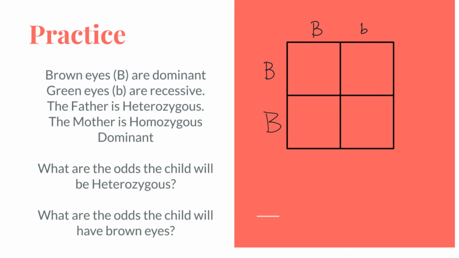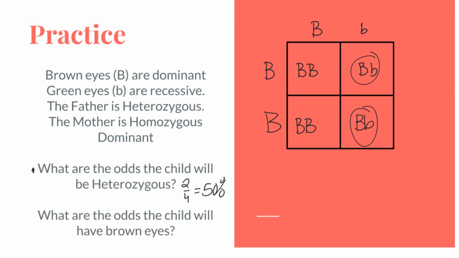So once we have these laid out, we fill in the chart. Dominant trait, dominant trait. Oops. Try that again. Dominant trait, recessive. Dominant, dominant, dominant, recessive. So there's our completed Punnett square. The first question is, what are the odds the child will be heterozygous? Well, there are 2 heterozygous traits. So 2 out of 4 equals 50%. 50% chance the child will be heterozygous.